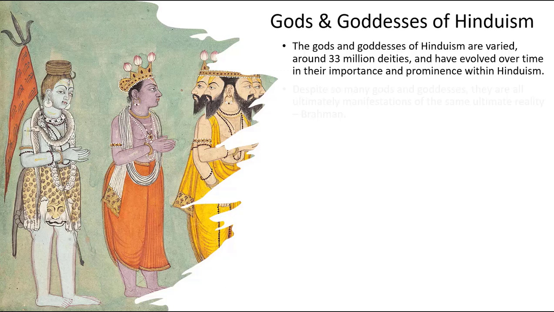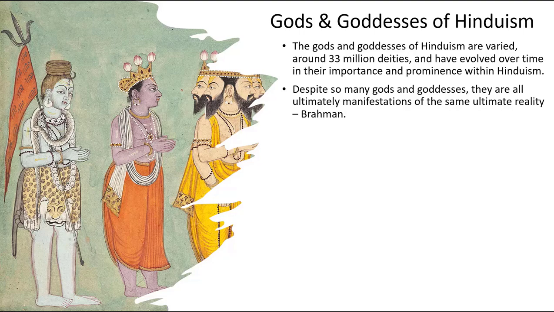And all of the gods are representations of the one ultimate reality, that of Brahman. So Hindus see religious figures like the Buddha, even Jesus Christ, as mere avatars of Vishnu, manifestations of Brahman, who are worthy of devotion and worship as well. So despite so many gods and goddesses, they are the ultimate reality, the ultimate manifestations of Brahman. So there is no contradiction if one Hindu worships Ganesh over worshiping Lakshmi, or worships Shiva over worshiping another god like Vishnu. They're all the same.